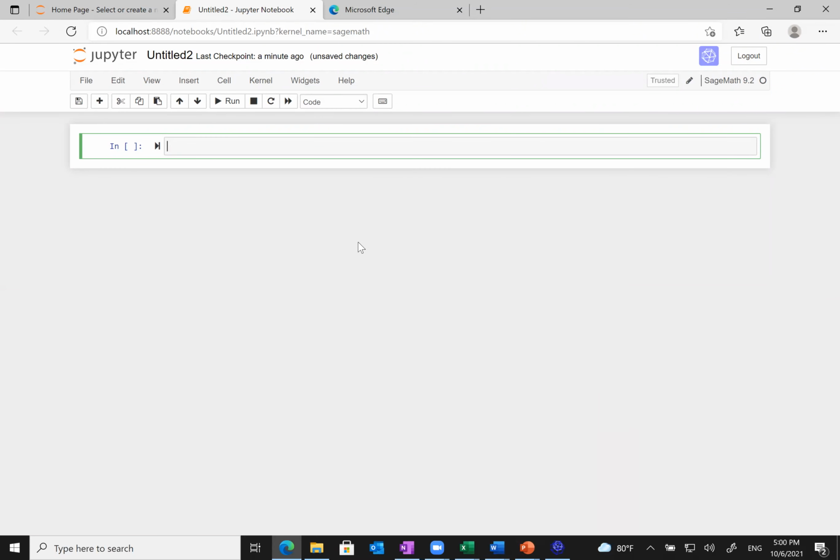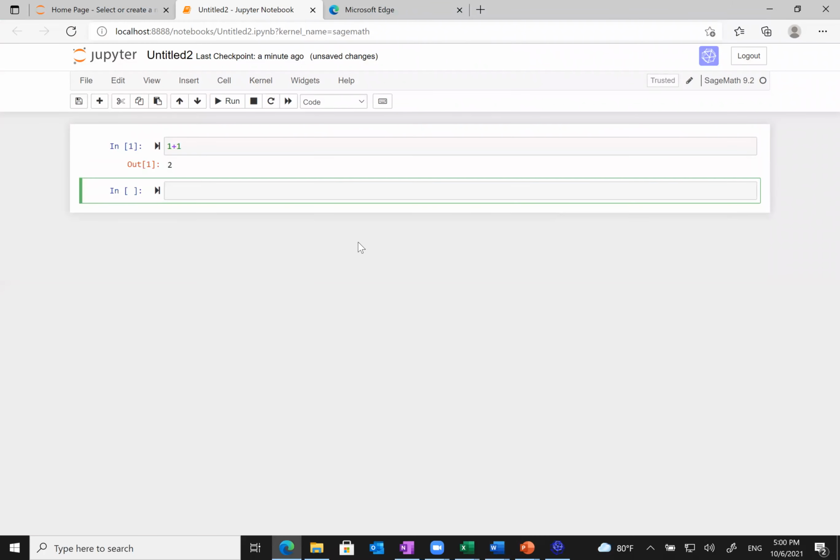All right, started. Let's do a test. Let's do 1 + 1, see if it calculates right. Excellent. All right, so I define S equal to matrix over QQ. I just type in that matrix basically.